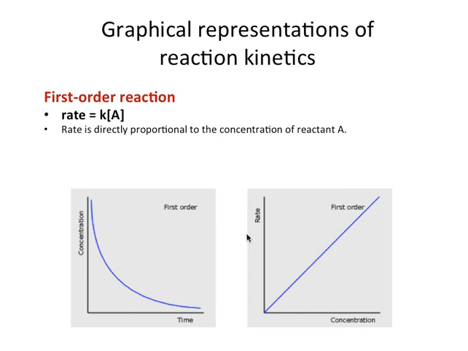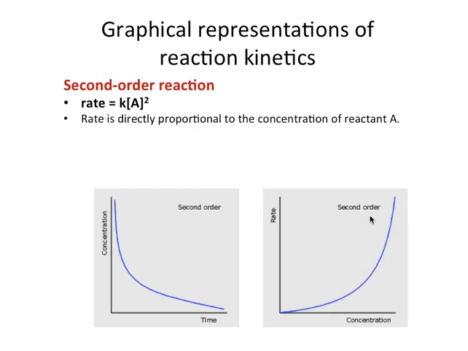Looking at first order, and you are expected to be able to identify the differences in here. Rate is directly proportional to the concentration of reactant A. Concentration versus time gives me this slope. Rate versus concentration gives me a straight line. Second order, again, rate is directly proportional. You get a little bit of a different kind of curve for concentration versus time, a little steeper. Rate versus concentration gives you an exponential curve like that.